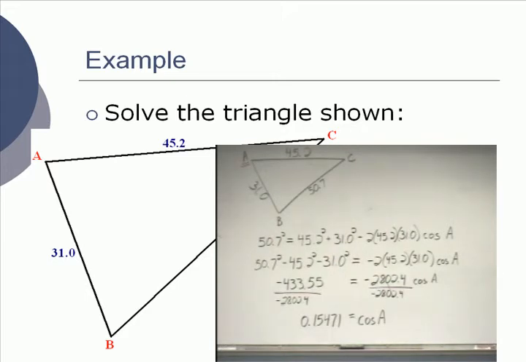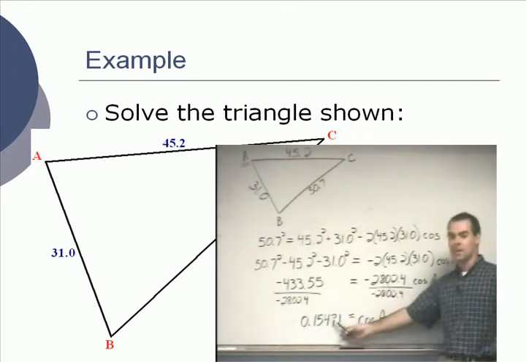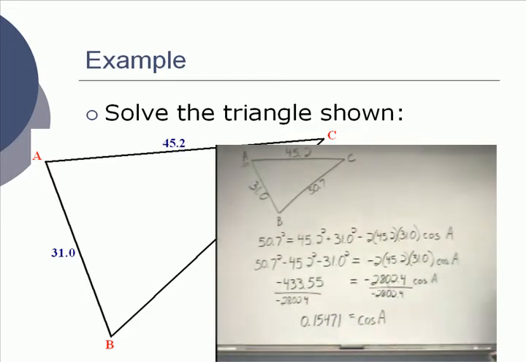Now again, cosine, there's no question. If A turns out to be an acute angle, this is going to be positive, and we're going to have our angle in the first quadrant. That is to say 0 to 90 degrees. If this turns out to be negative, then we're going to be over in the second quadrant.